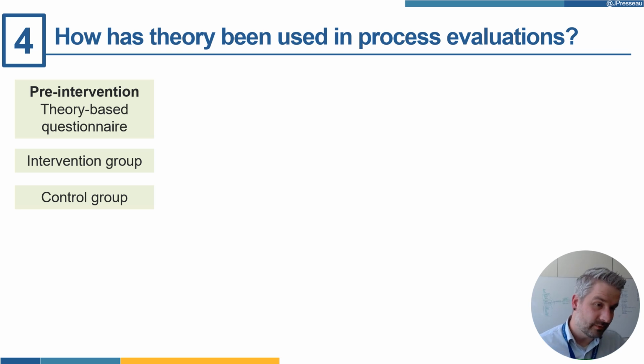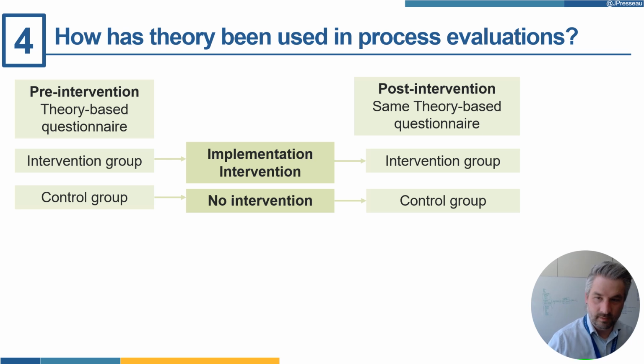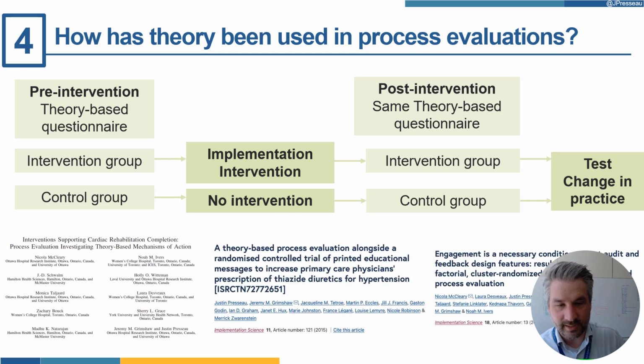And a way to do that, for example, is to think you might have, before your implementation intervention, you might design a survey or theory-based questionnaire that your intervention group physicians or your control group physicians fill out. They're randomized, or they receive an implementation intervention or not, and then you check again, same theory-based questionnaire to see whether those in the intervention group change their scores in the barrier assessment based on theory, to try to explain whether or not that explains any change in practice.